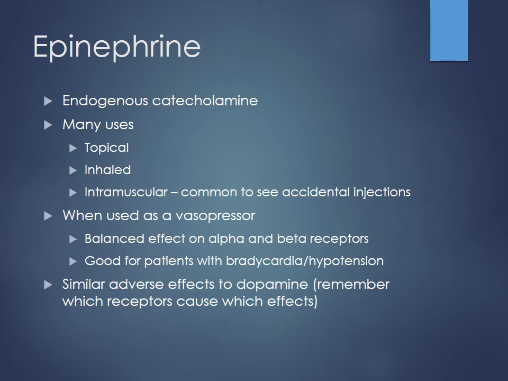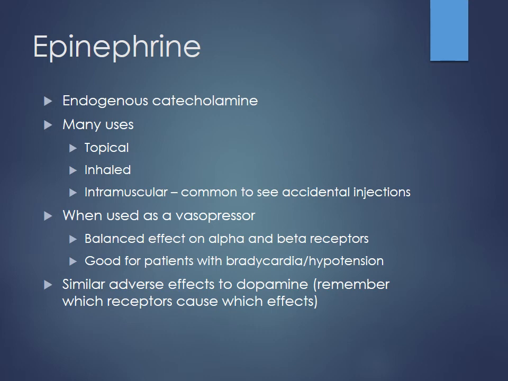So we get calls to the poison centers with some regularity from people who accidentally inject themselves with their EpiPen in the finger. Obviously, that's going to cause a lot of vasoconstriction, so you can see that it gets very pale, gets cold. So sometimes we actually have to use phentolamine in the digit in order to help reverse that. So it can again be another case where you see someone coming in for accidental exposure to these meds.